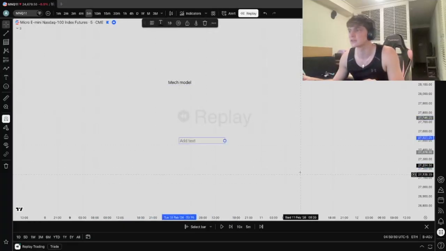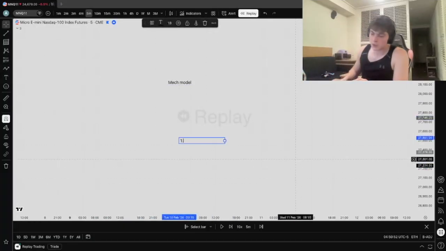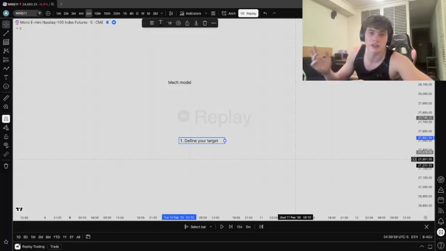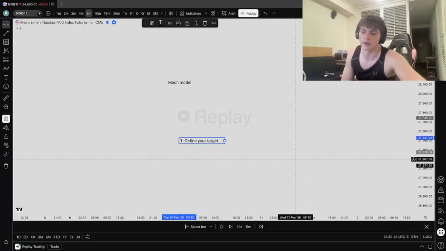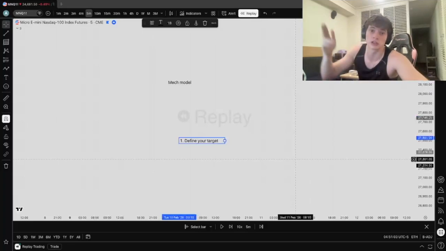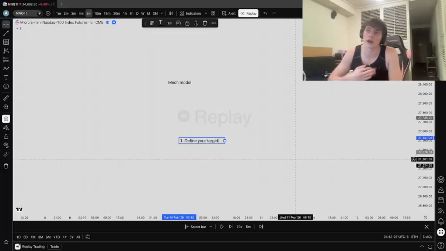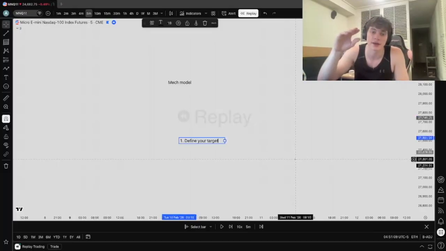It'll always go in steps. One, you want to define your target. You don't want to be entering a trade and then asking, okay, the setup's here, what can I look to target? You always want to reverse engineer it. So you always want to see, okay, I like this draw on liquidity. Now I'm going to wait to see if we get a potential setup.